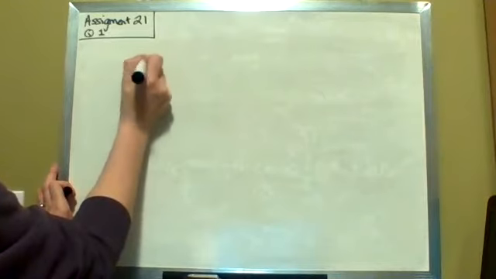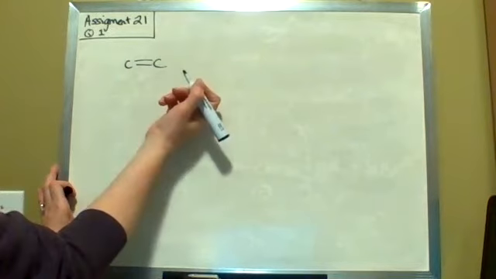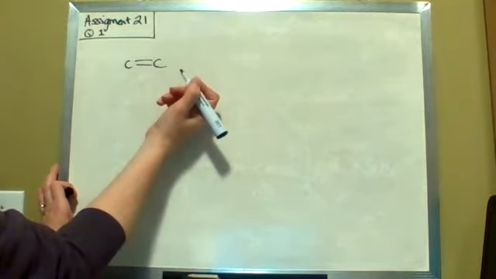This is assignment 21, the assignment on polymers, and this is the first question. I want you to write out a balanced chemical equation to show the addition polymerization of 1,1-dichloroethylene. So the first thing is to write out what that monomer is. So ethylene, so you're going to have 2 carbons, double bond between, and 1,1-dichloro.